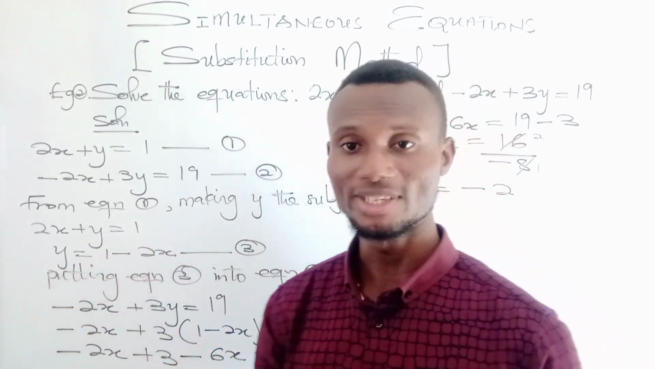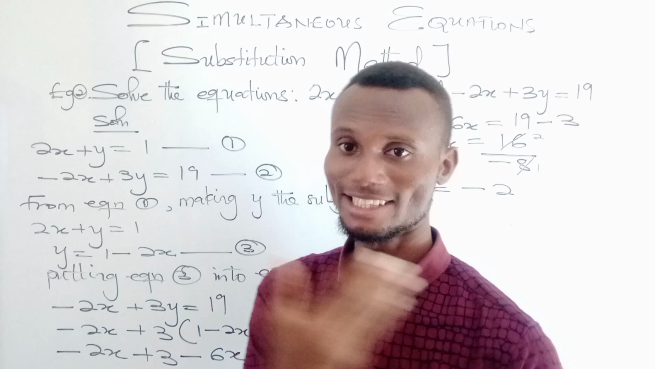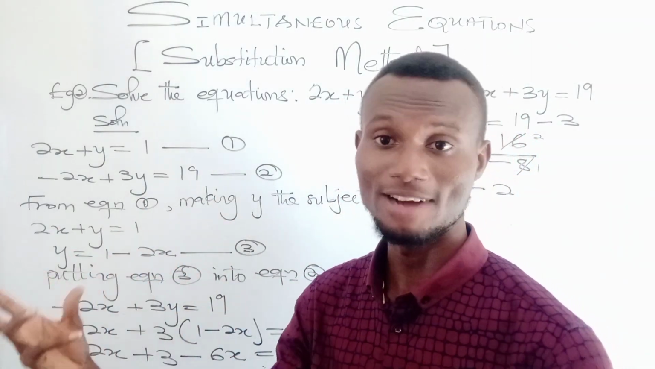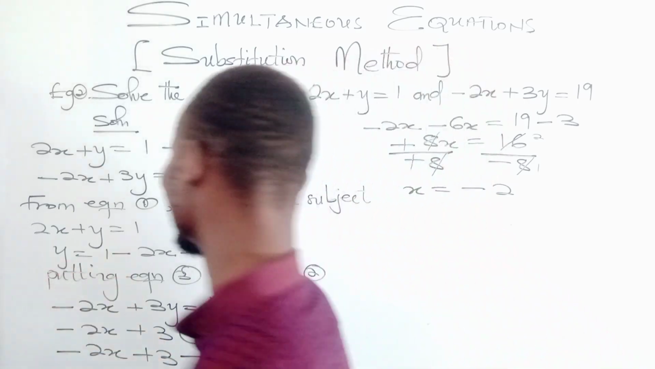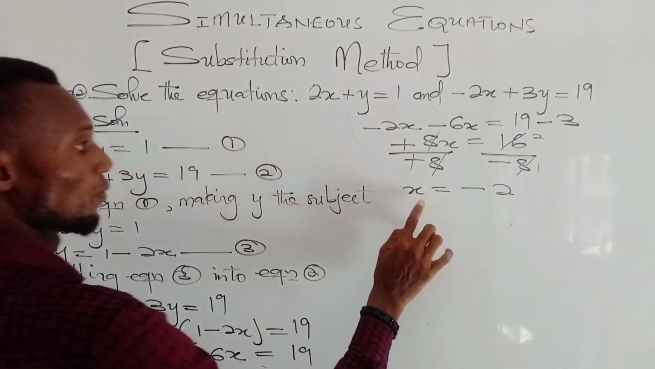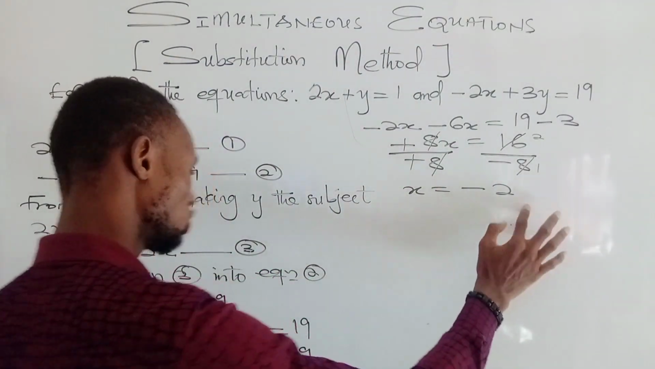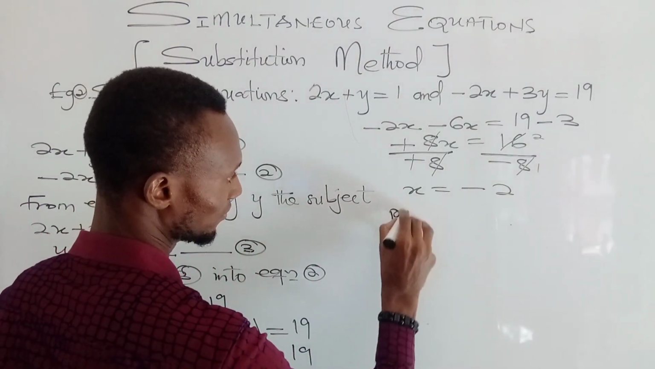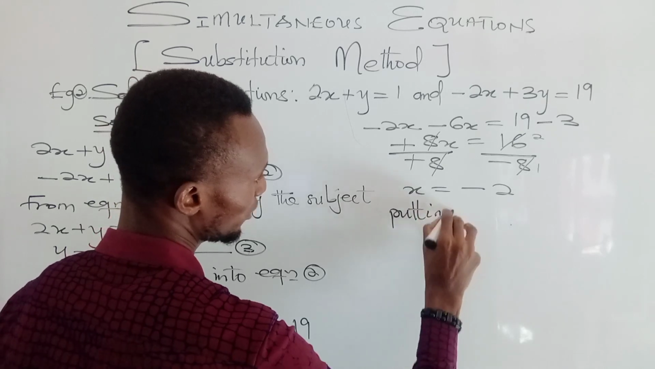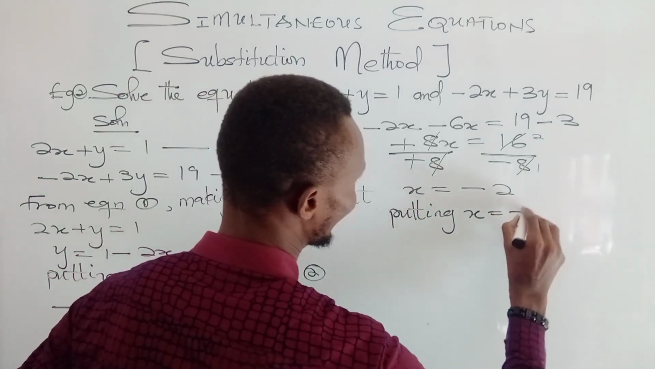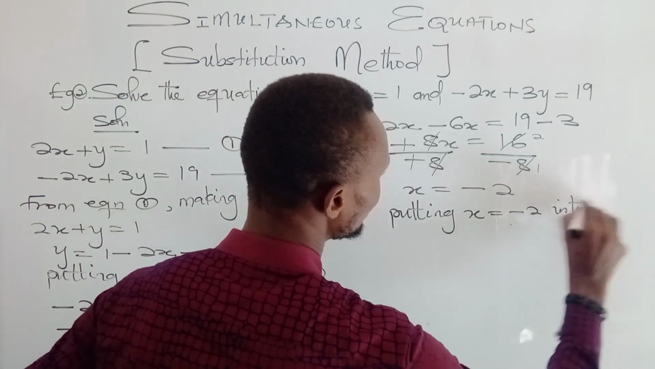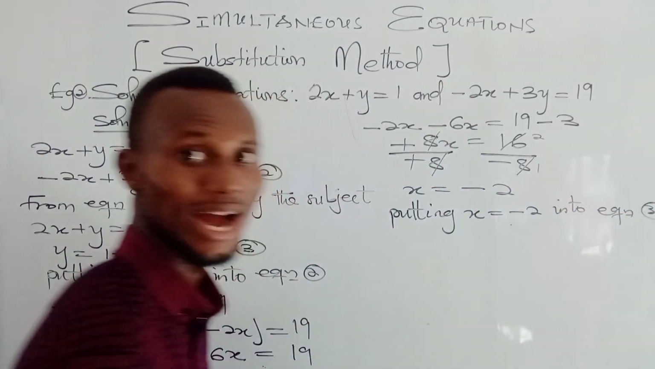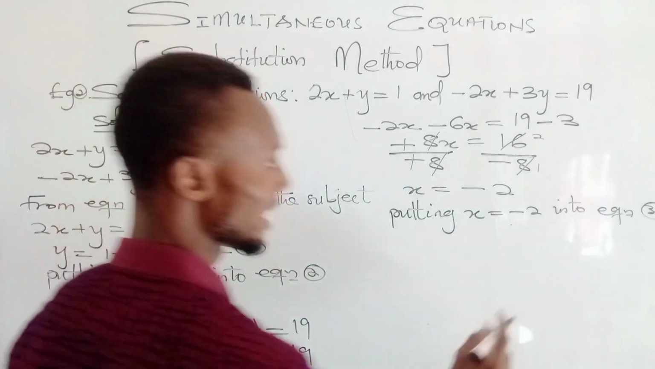Putting the value of s into it will be much simpler for us to get the value for y. So let's go ahead and put our value, which is s equals to minus 2, into equation 3. So I'll write: putting my s equals to negative 2 into equation 3. I hope you understand and you agree with me up to this point.